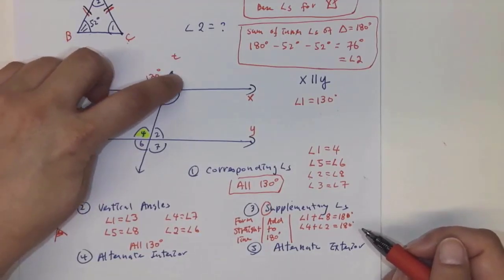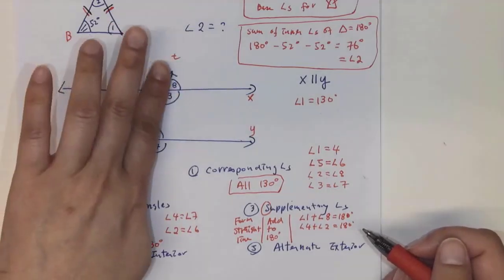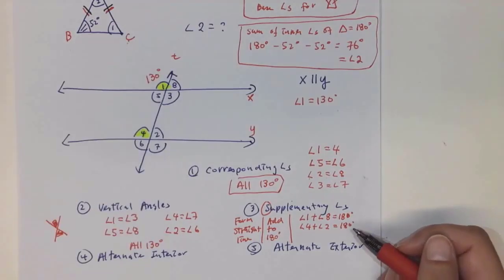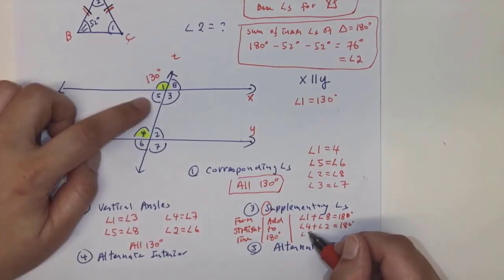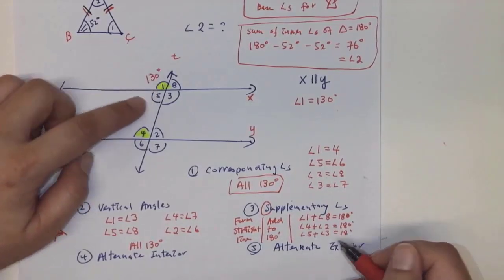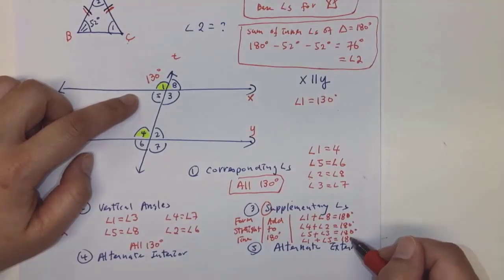How about 8? 8 can be with 1 and 8 can be with 3 because that also forms a straight line, right? Just in a different straight line. So I can say angle 5 and 3 or angle 1 and 5, right? You know one of them.